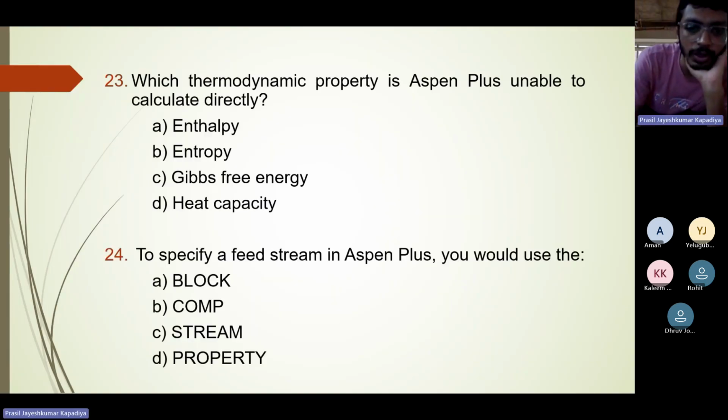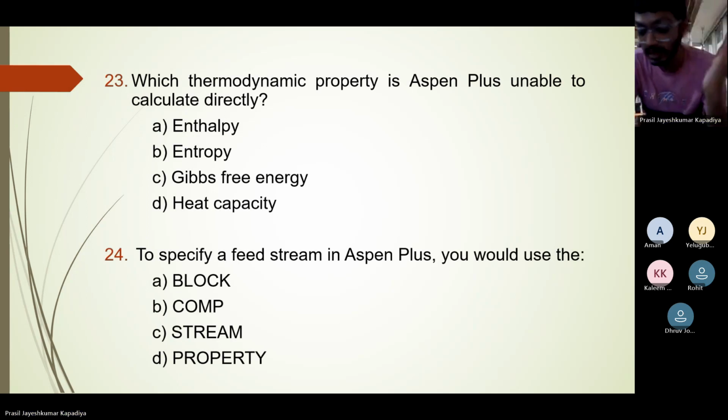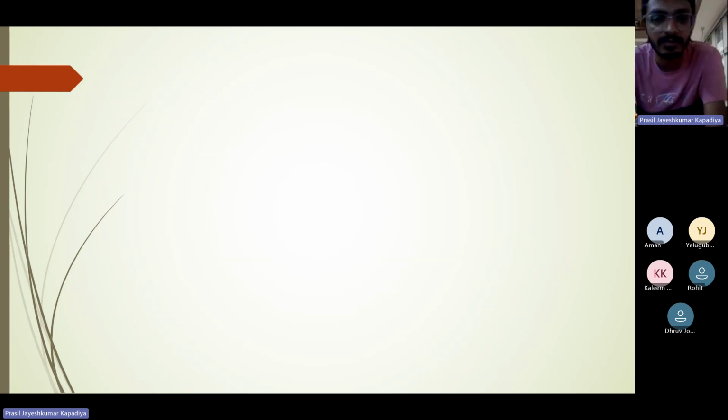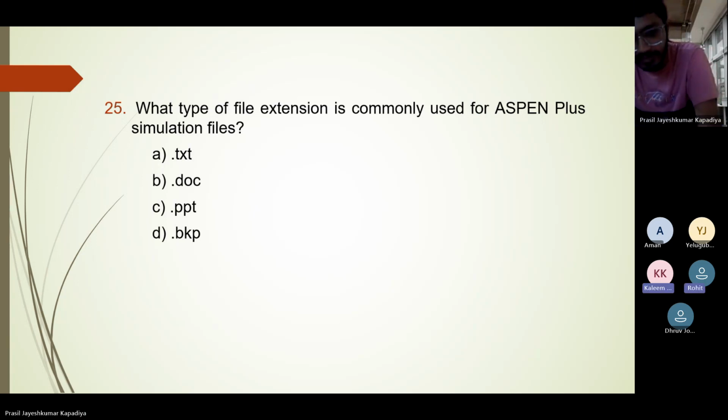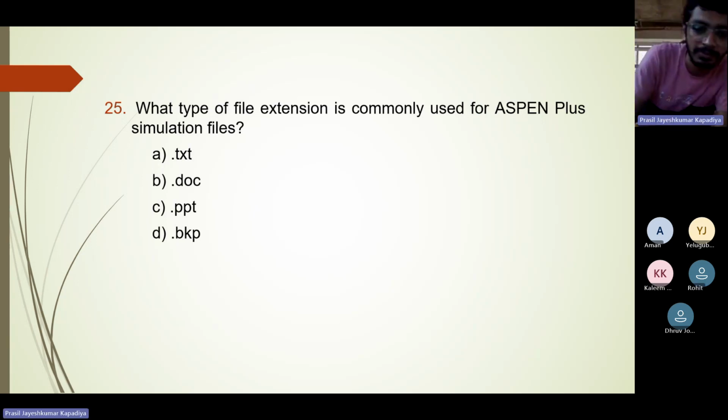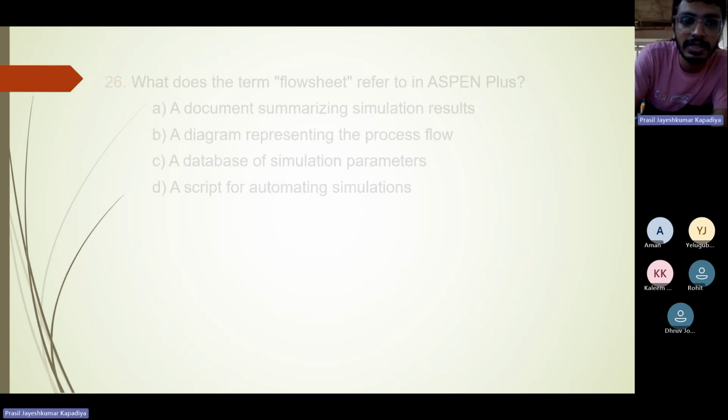Should not define the component to define the conditions for the feed stream. Very easy question. What type of file extension is used for Aspen Plus simulation? BKP. Yeah, it's .bkp. Let's move ahead to 26th.